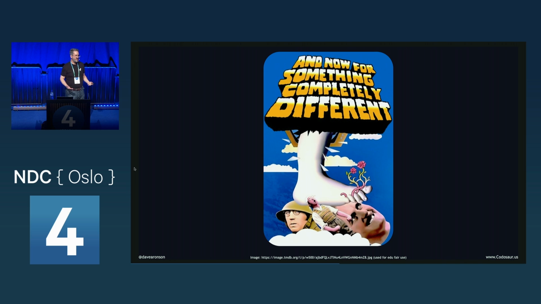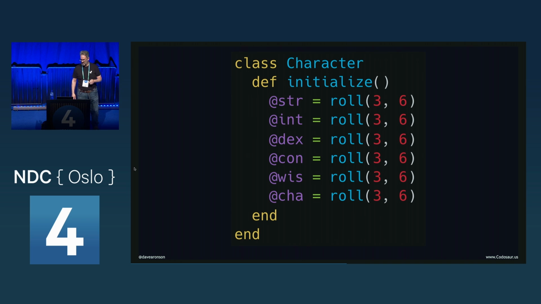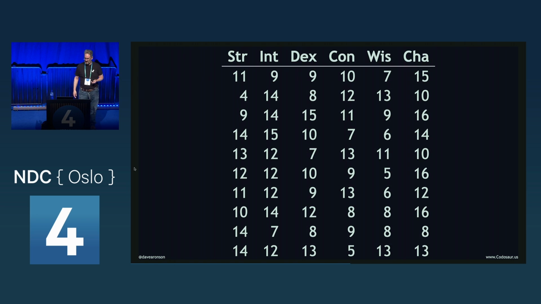So our candidates are going to be tuples, or if you prefer, tuples, of numbers, rather than strings of bits. And D&D character stats are strength, intelligence, dexterity, constitution, wisdom, and charisma, each determined by rolling a set of 3 6-sided dice, or 3d6. I'm going to gloss over how you can sometimes have extra strength. In Ruby, that might look like this, with the roll function left as an exercise to keep this code simple. So our initial population might look like this.